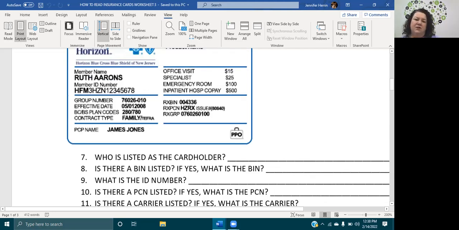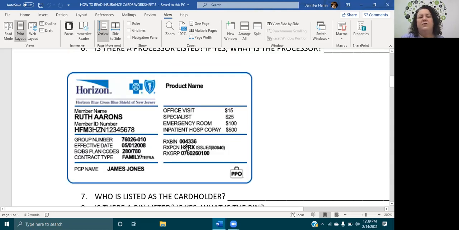And as we get into the chapter 12 lecture, we'll get in more depth as to what these initials like the BIN, the PCN stand for. We'll get more in depth into who's the carrier, what's the difference between a carrier and a PBM and things of that nature. But for right now, just for the purposes of reading the card, I'm just wanting to get used to finding the information that's requested on the card itself.